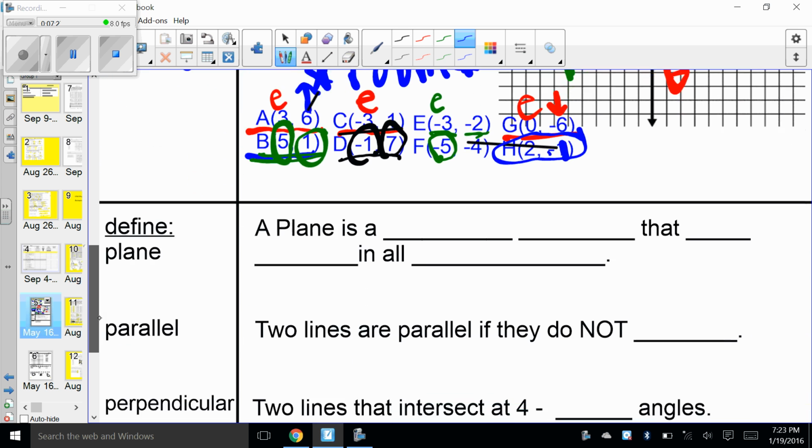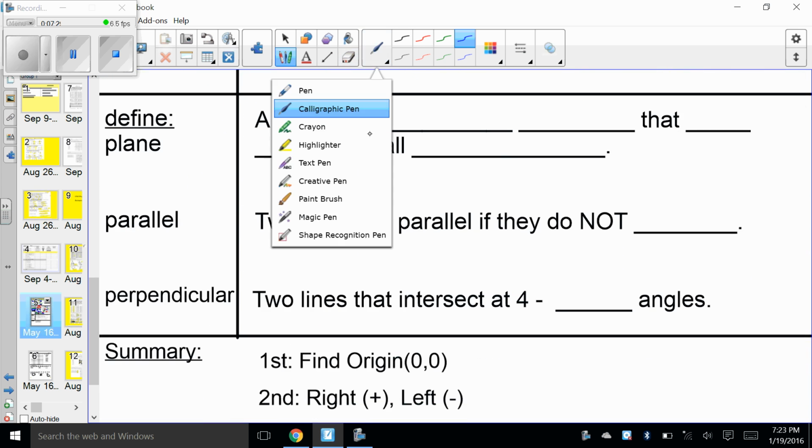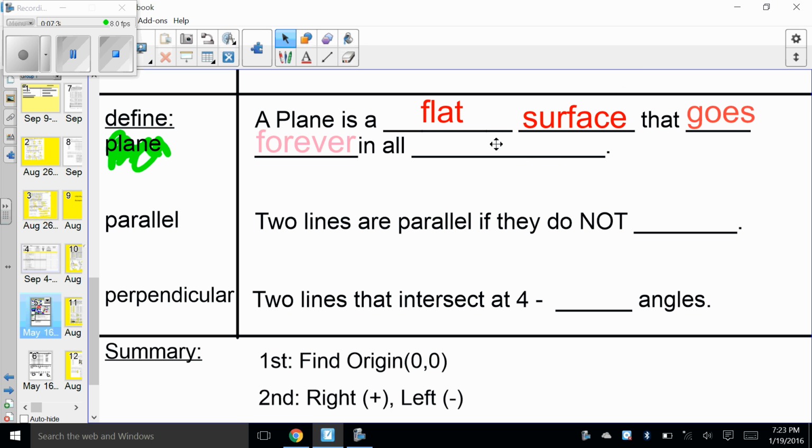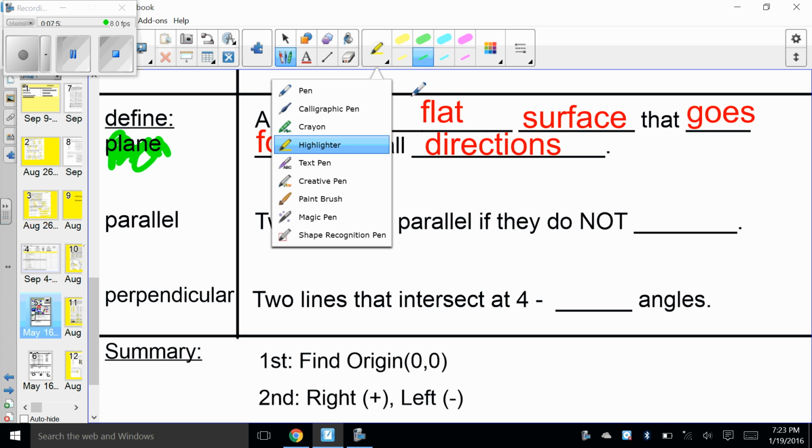So our next word is the word plane. Plane, and the word in math is a little bit different. But a plane in math is really a flat surface that goes forever in all directions. A plane is a flat surface that goes forever in all directions. So you're standing on a plane. I'm writing on a plane right now, but it has to go to infinity or into all directions.